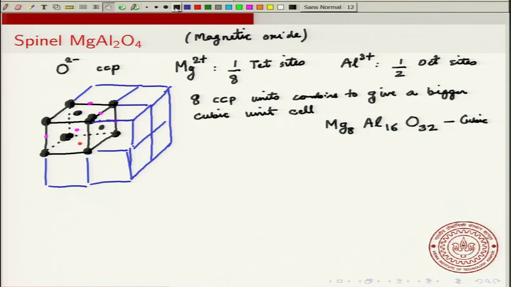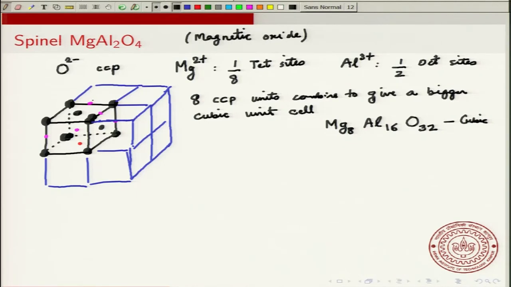If you look at the detailed positions of the anions and the cations, the anions will always occupy these CCP sites. Now the cations will be located in a rather complicated arrangement. I'll just show this.